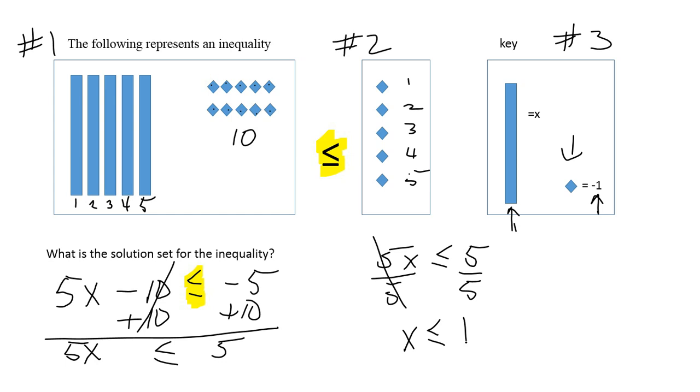by 5 is 1. And we call it the solution set because it could be any number that's less than 1. It could be -5. Anything smaller than 1 or 1 itself is going to keep this inequality what we call a true statement.